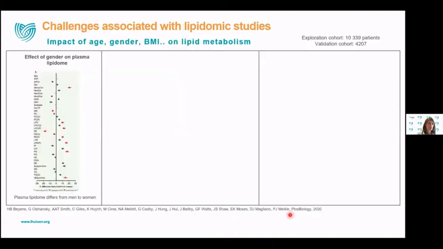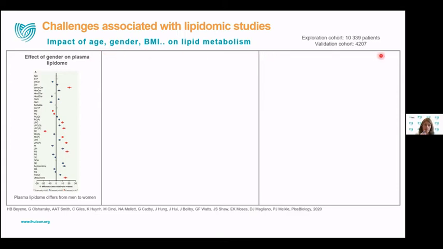Okay, so now I would like to move on to the challenges that are associated with lipidomics studies and what you should be careful of when you start designing your cohort. As an example, I would like to focus on some confounding factors that are now well identified, such as age, gender, and BMI.